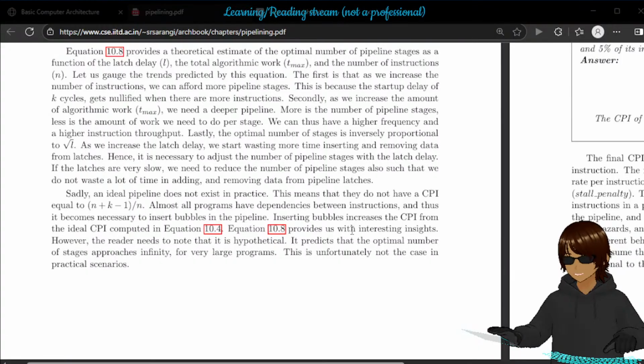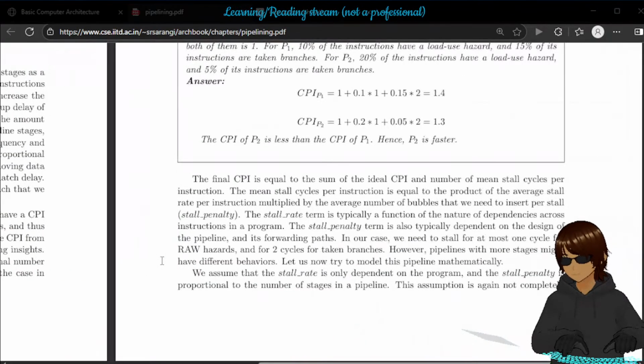Equation 10.8 provides us with an interesting insight. However, the reader needs to note that it is hypothetical. It predicts the optimal number of stages approaches infinity for very large programs. This is unfortunately not the case in practical scenarios.